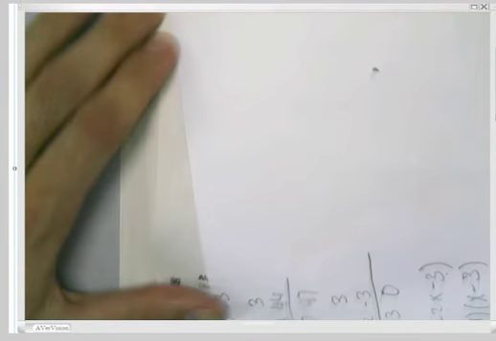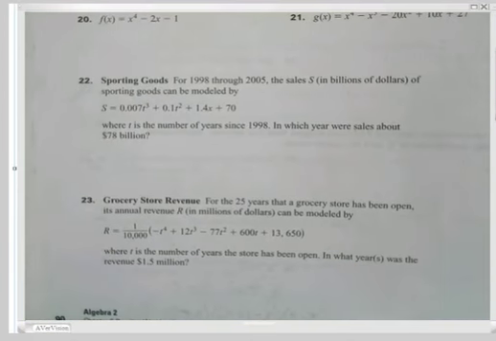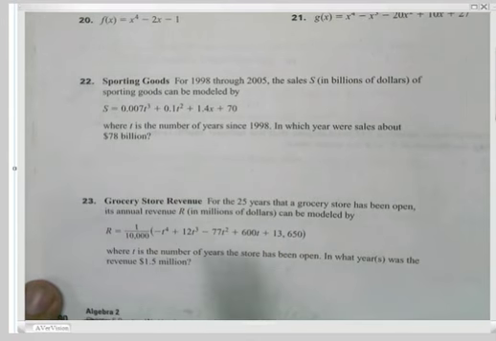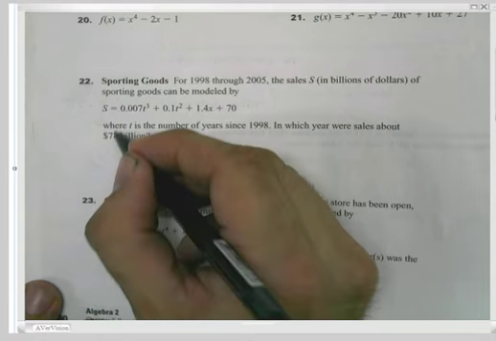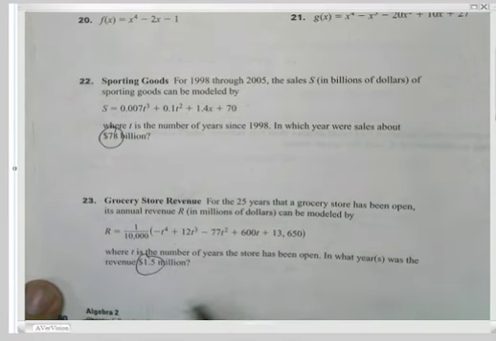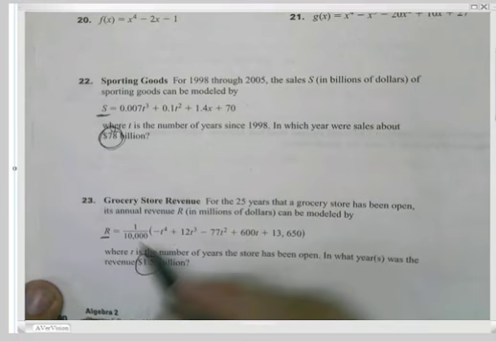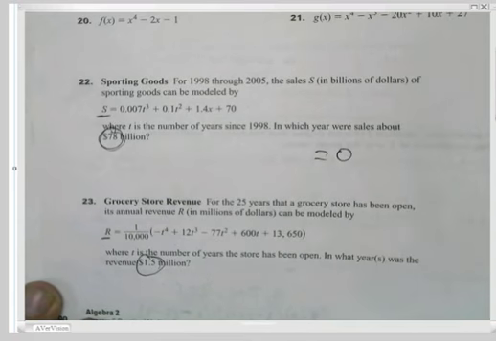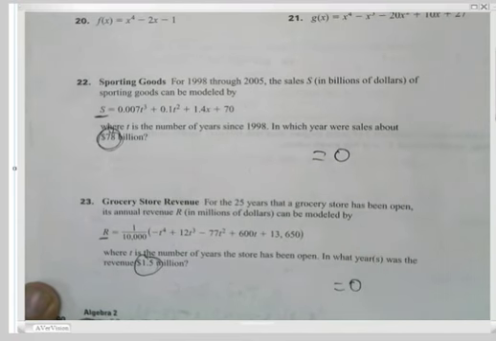And for the last problems here, they give us this equation, and they give us a number like 78 billion and 1.5 billion. You want to plug 1.5 in for R and 78 in for S, and then make it equal to 0. Okay, make this equal to 0. But plug in for R 1.5 and plug in for S 78.